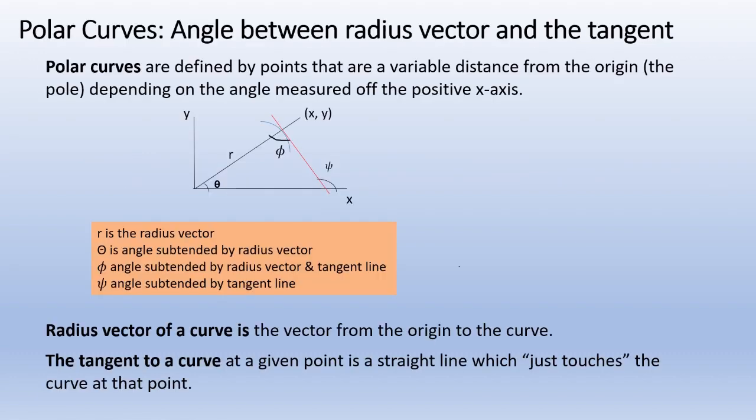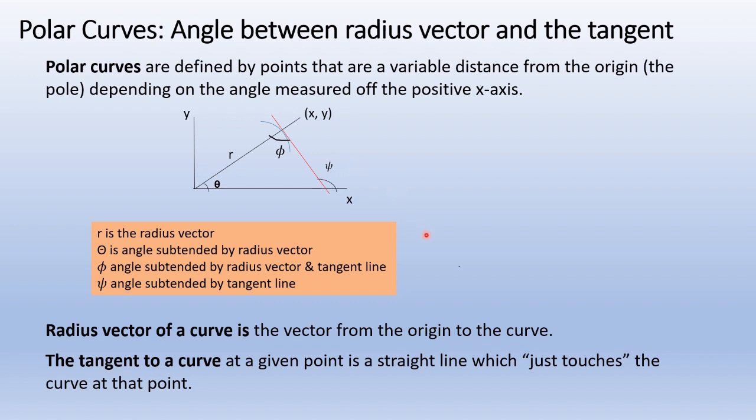Polar curves are defined by points that are a variable distance from the origin, the pole, depending on the angle measured off the positive x-axis. Here, the radius vector of a curve is the vector from the origin to the curve. The tangent to a curve at a given point is a straight line which just touches the curve at that point. Theta is the angle subtended by the radius vector, phi is the angle between the radius vector and the tangent line, and psi is the angle subtended by the tangent line.